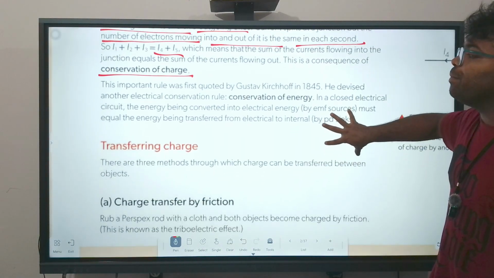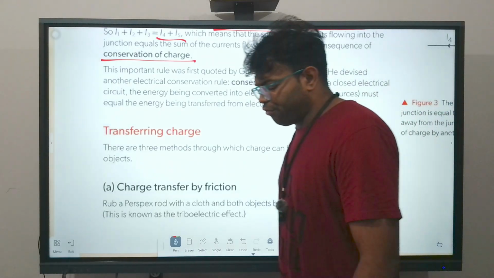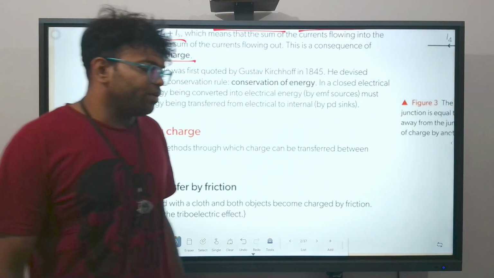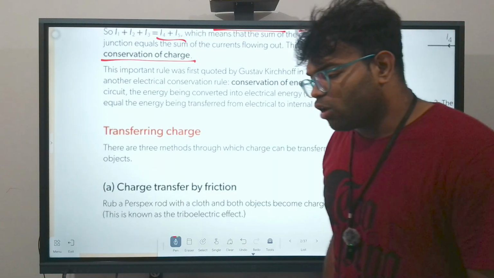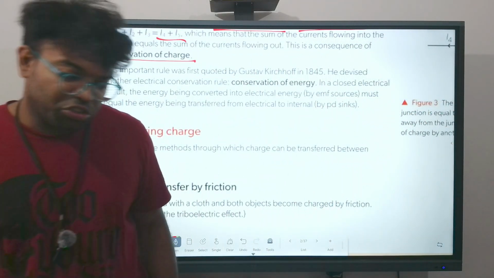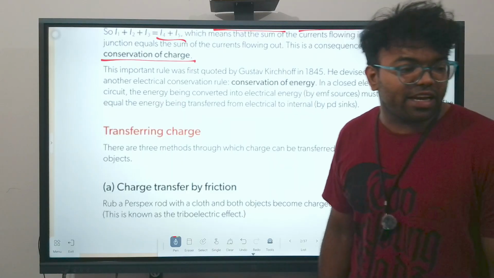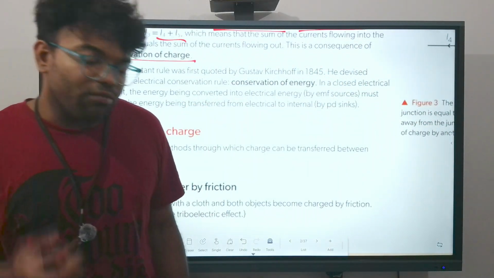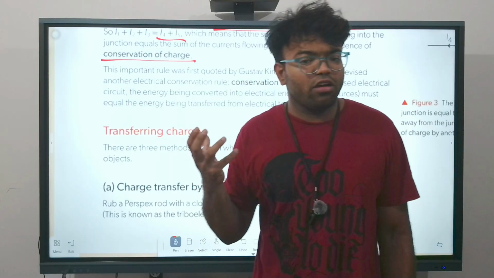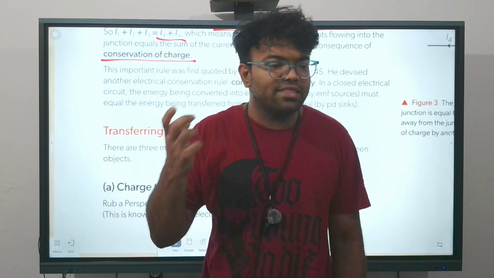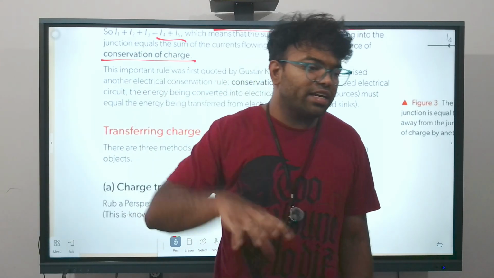Okay, next. This important rule was first spotted by Gustav Kirchhoff. Kirchhoff is one of the scientists who gave us a lot of laws. We have Kirchhoff's junction rule, and we have the other, Kirchhoff's loop law. We have learned about this in electric current. What did we learn? The one simple line that gives Kirchhoff's law a lot of significance is that across a junction, the amount of current entering should be equal to the amount of current leaving.